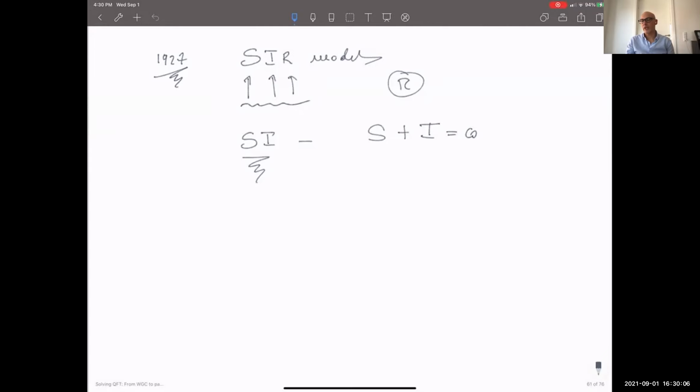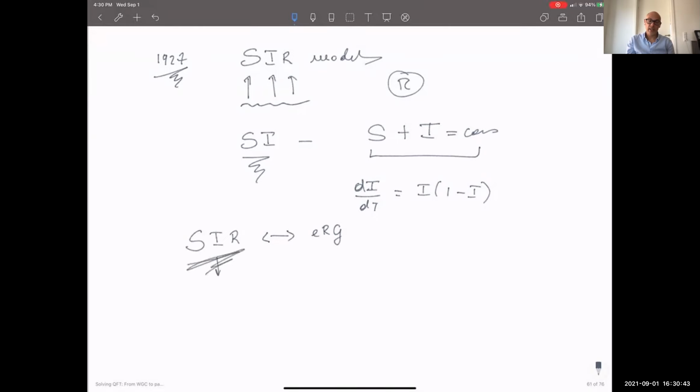So S plus I is a constant, and you can demonstrate that the differential equation you get, dI/dt, is indeed of the type I times (1 minus I). So such a demonstration is correct. But as you go beyond that, effectively it's not that. We also studied the mapping between the generic SIR and the ERG, which corresponds to an SIR with time-dependent coefficients. It's very well known that the SIR only works for an extremely short amount of time in terms of predictions, and then becomes basically useless.